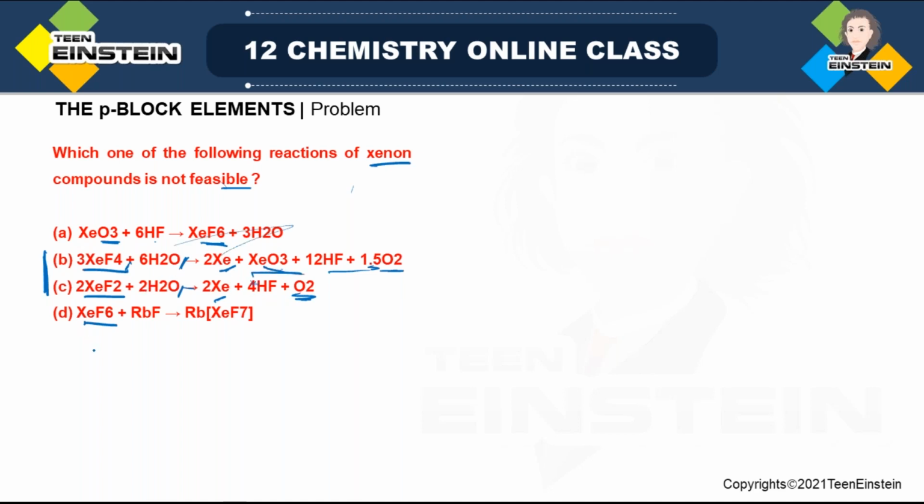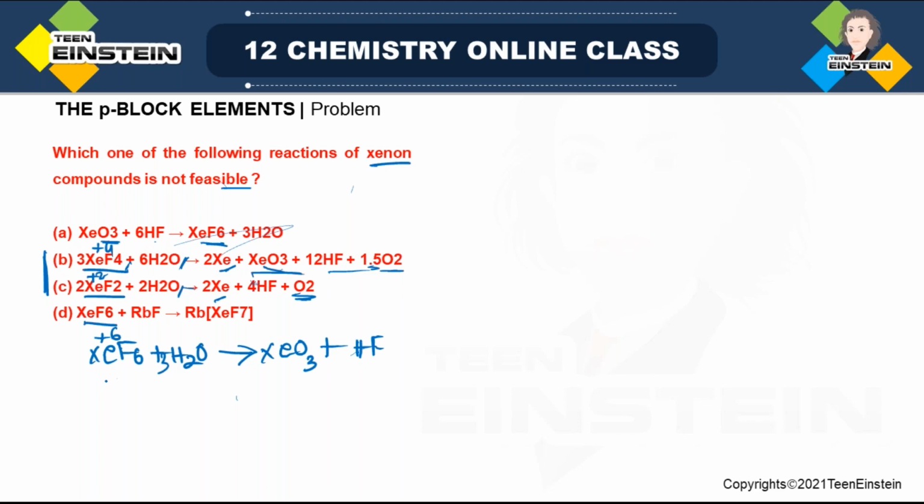And the reaction of XeF6 with water will be very vigorous, because here the oxidation state is +2, this is +4, and the hydrolysis of XeF6 with water will be highly vigorous and very spontaneous. Why? Because compared to XeF4 and XeF2, the oxidation state is very high, so it will be easily hydrolyzed, and there will be formation of XeO3 and HF.